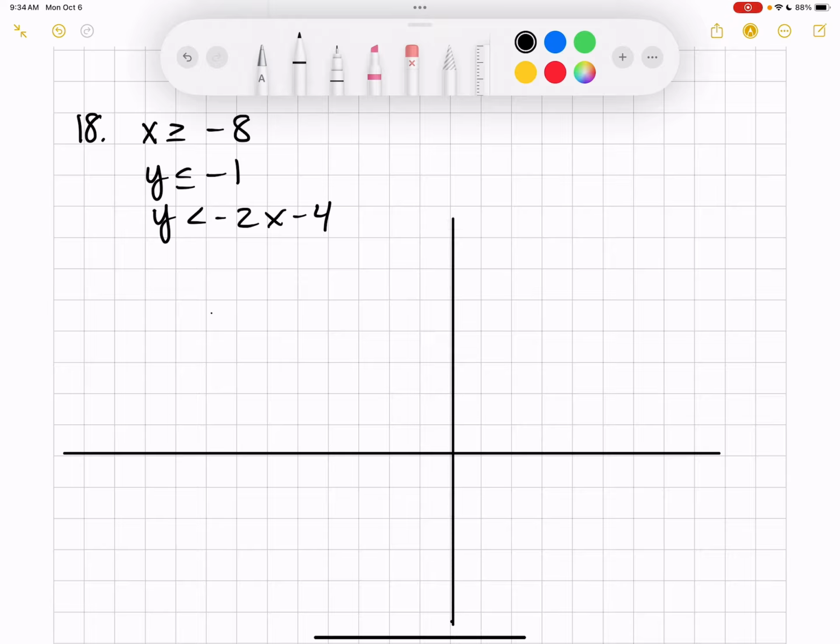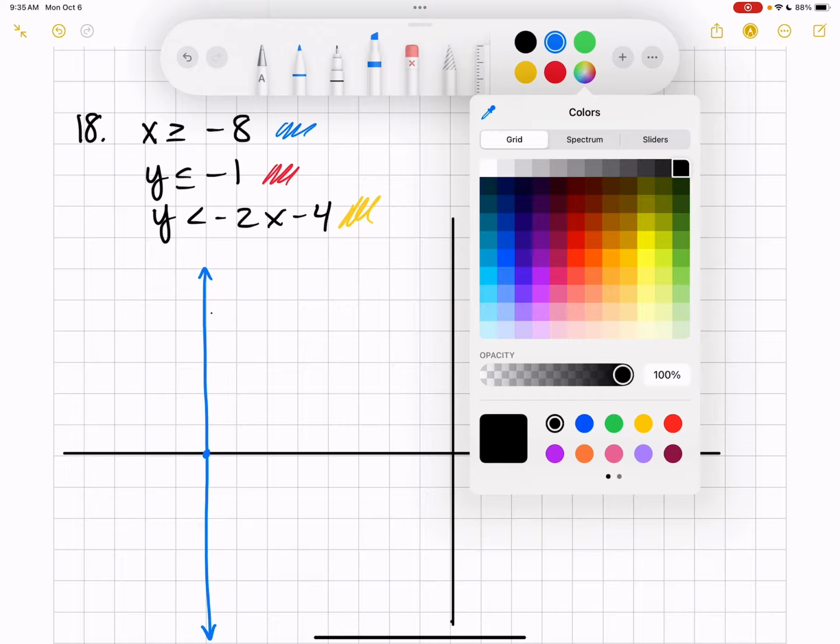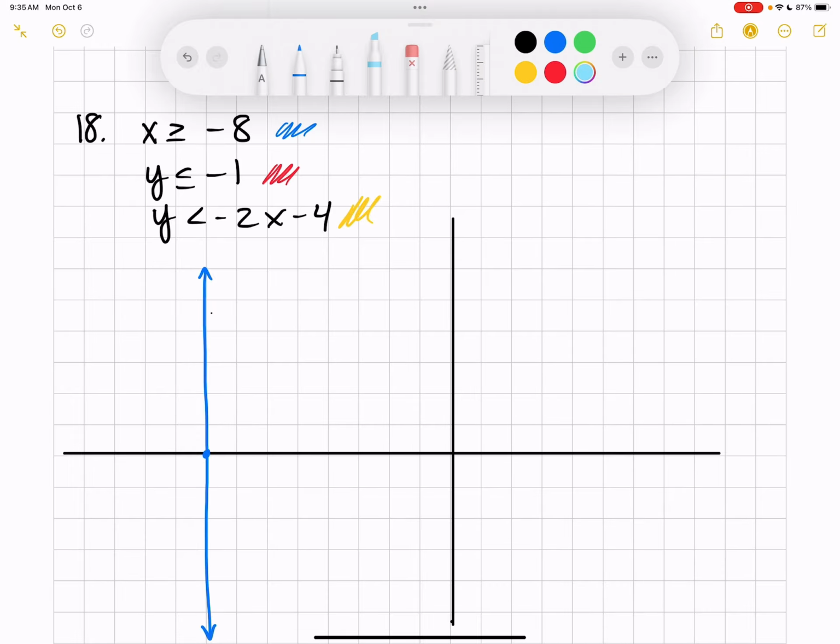All right, so first one. And a lot of times if I'm using different colors like this, I'm going to show what I'm doing so that I don't get confused on where my graph is. So this first one, x is greater than or equal to -8. That means at -8, I have a solid line because it's greater than or equal to, going up and down. Which direction does this one shade? Yep, to the right, because that's where the values are greater than.